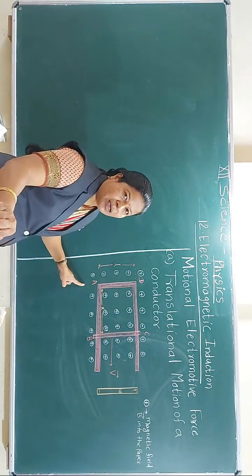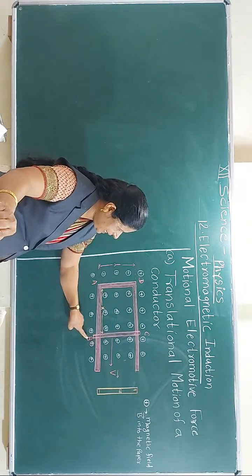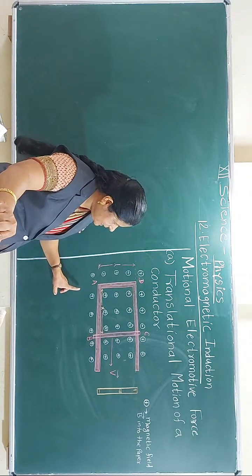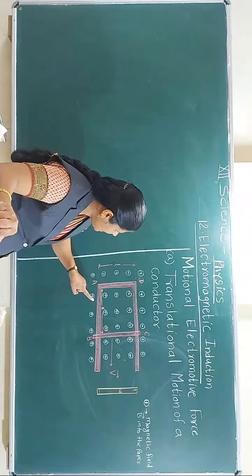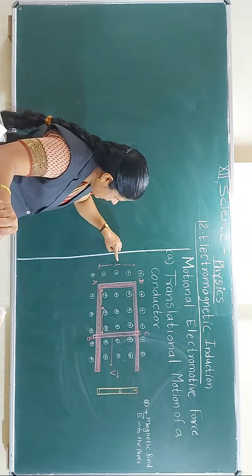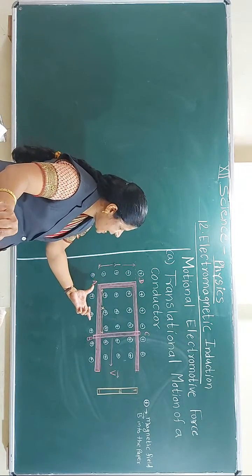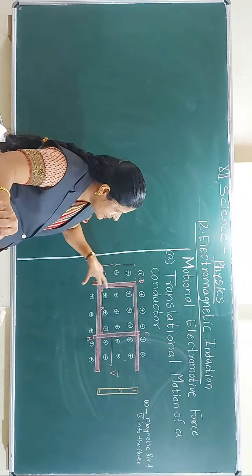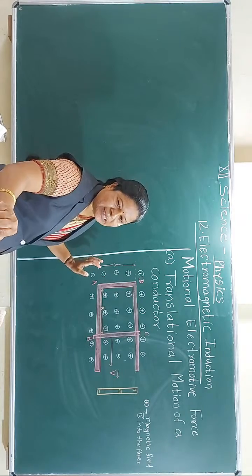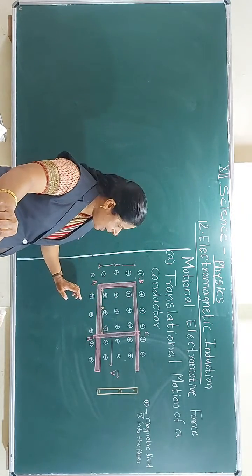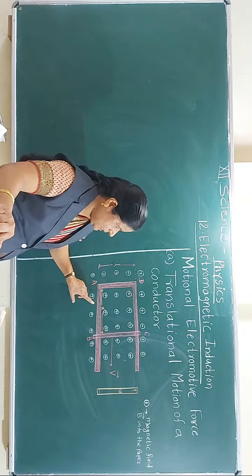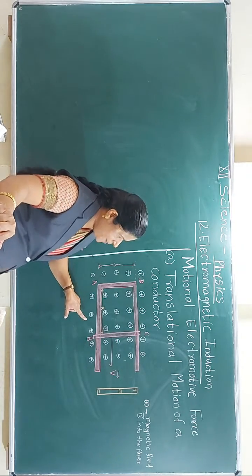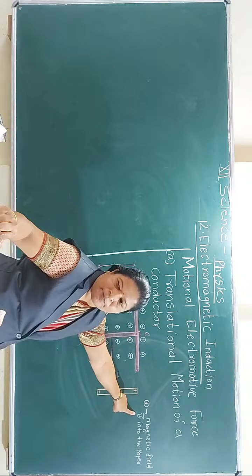As shown in figure, a rectangular frame A, B, C, D, a rectangular frame of wires A, B, C, D of area Lx. This side AD has a length L and side AB has a length X. And area of this rectangular frame is Lx. It is situated in a constant magnetic field, and the magnetic field is denoted by vector B.